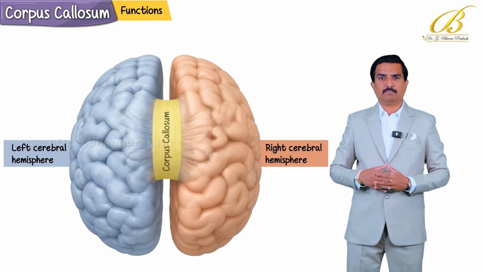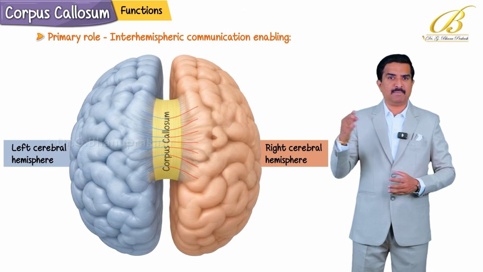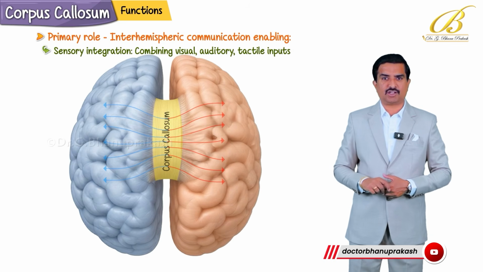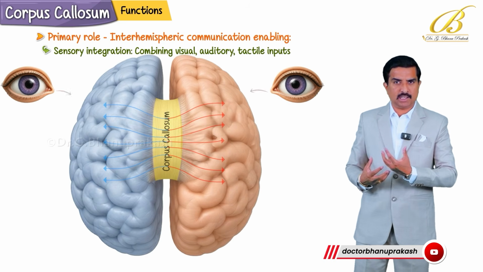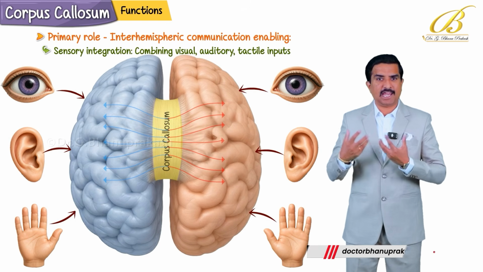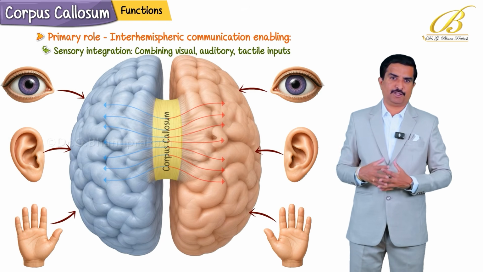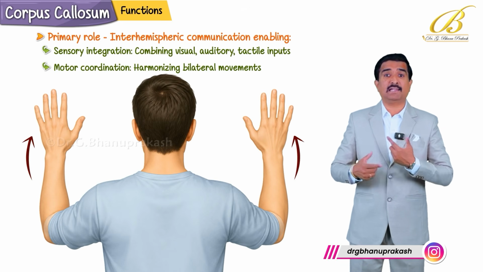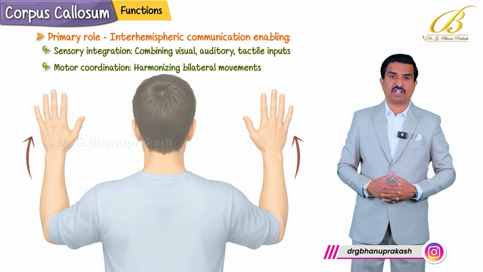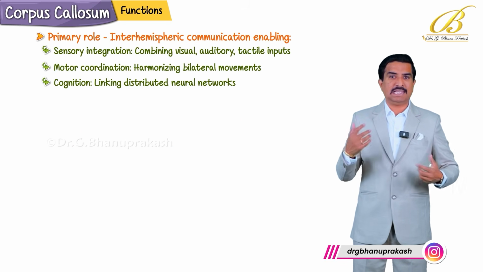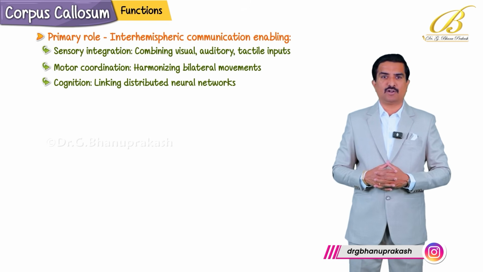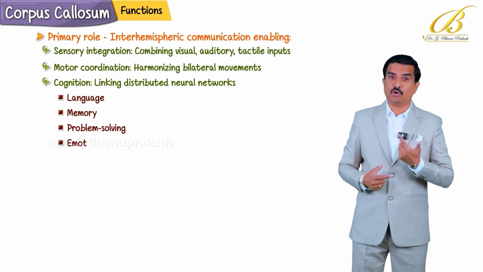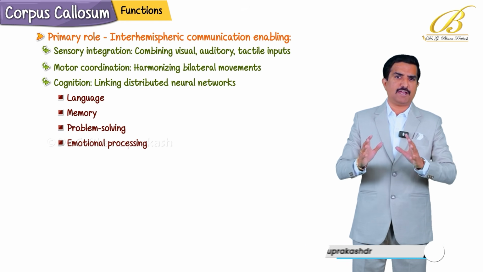Now coming to the important functions of the corpus callosum. The corpus callosum's primary role is interhemispheric communication, that is enabling sensory integration, that is combining visual, auditory, and tactile inputs from both hemispheres. Next is motor coordination, that is harmonizing bilateral movements, and the most important one is cognition, that is linking distributed neural networks for language, memory, problem solving, and also emotional processing. These are the main functions.